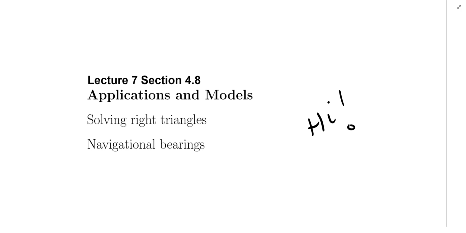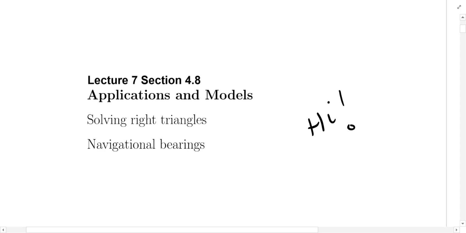We're going to continue on with lecture 7 and we're going to learn about solving right triangles. So basically it's going to be word problems. We're going to read the word problems, we're going to sketch our right triangles, and then we're going to solve for what we are asked for using either the Pythagorean theorem, inverse trig functions, whatever is necessary to solve the problem.